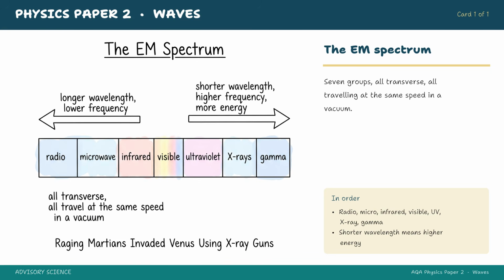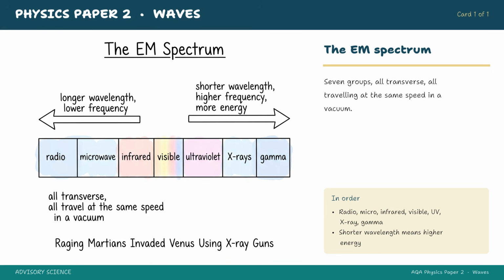There are 7 groups, and you need them in order: longest wavelength and lowest frequency first, radio, microwave, infrared, visible light, ultraviolet, X-rays, gamma rays. Remember it with raging Martians invaded Venus using X-ray guns. Along that list, the wavelength gets shorter and the frequency gets higher and the energy bigger, which is why the gamma end is the most dangerous.